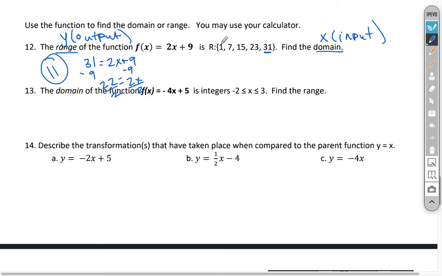All right, and then you would do the same thing for all of these numbers, and you would label your domain, that's what you're listing, and include it in brackets. So we would have 11. If you worked out 23, you should get 7. For 15, you should have 3.